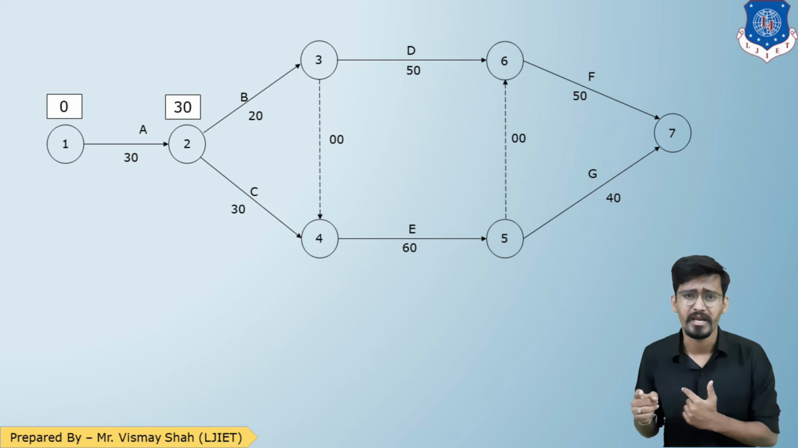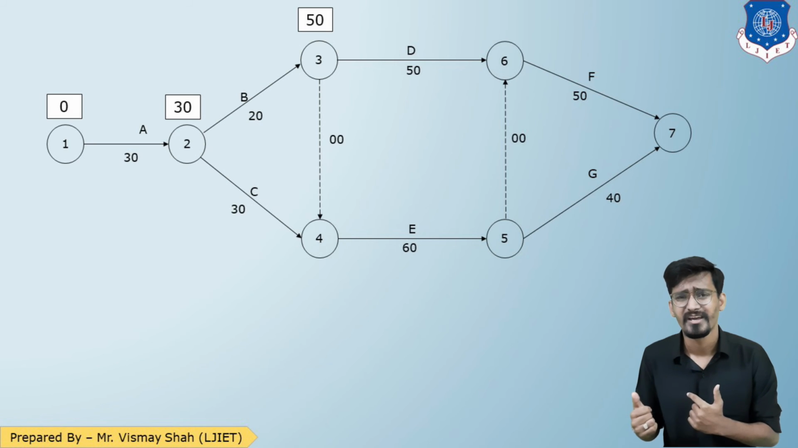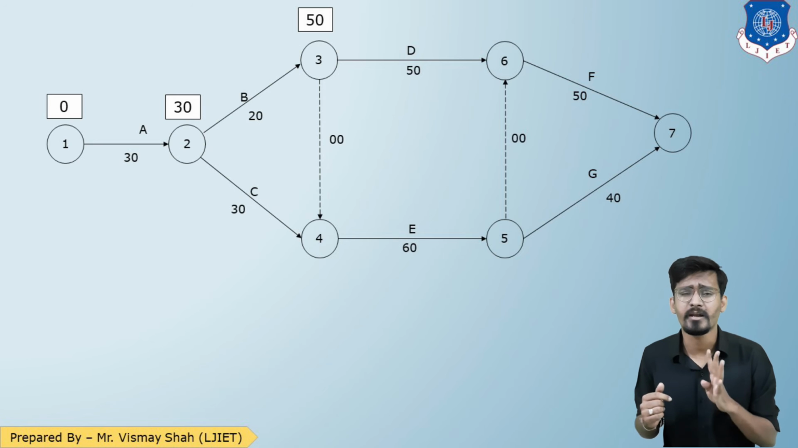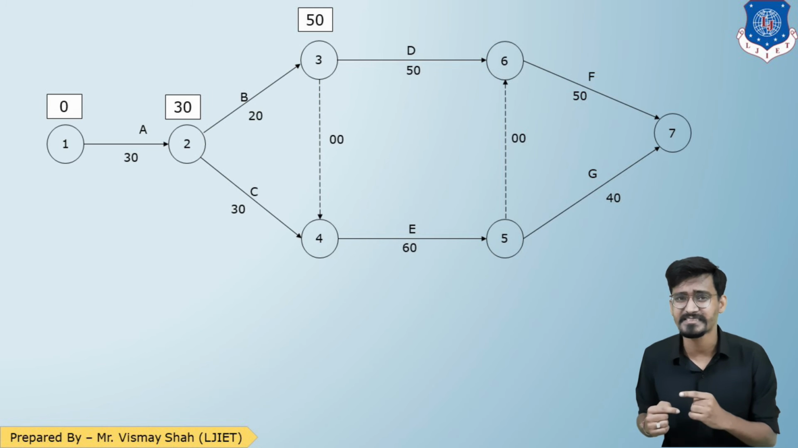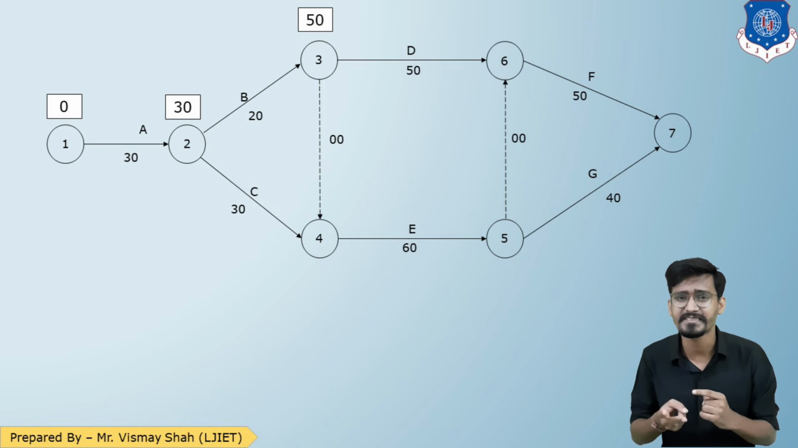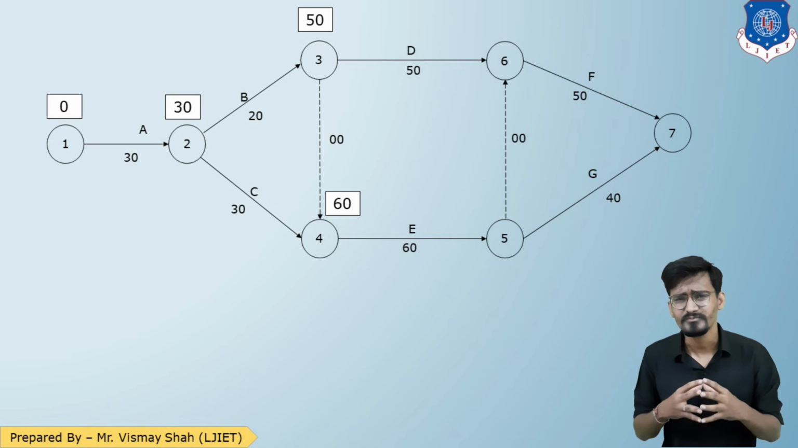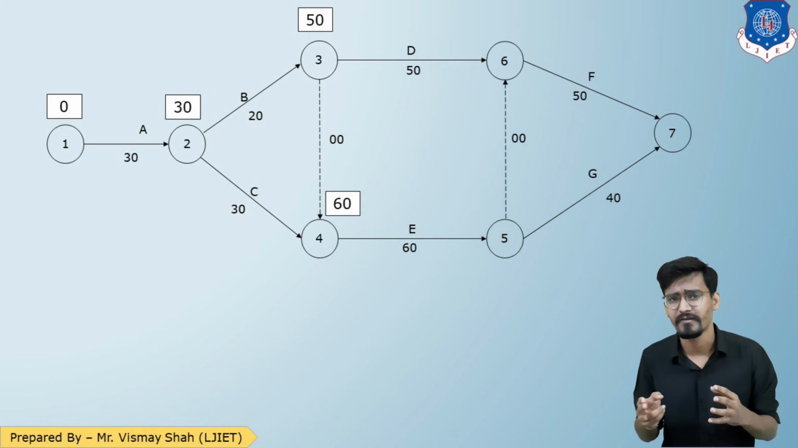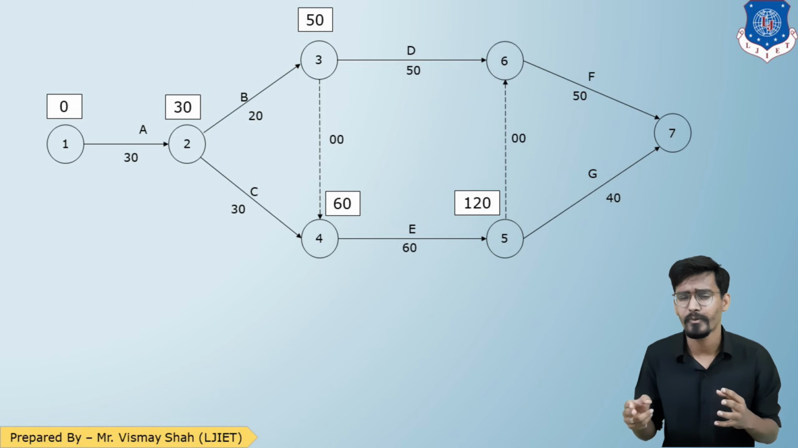Now 2 to 3, 30 plus 20, 50. Now for event number 4, there are two ways, 2 to 4 and dummy 3 to 4. So if I go from 2 to 4, 30 plus 30, 60. If I go from dummy way, 50 plus 0, 50. So 50 or 60, but we will consider maximum. So 60. Now 4 to 5. So 60 plus 60, 120.